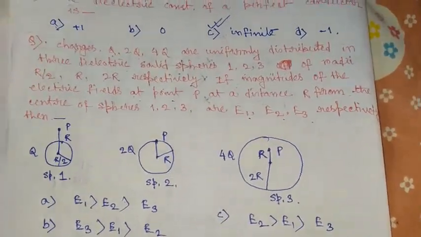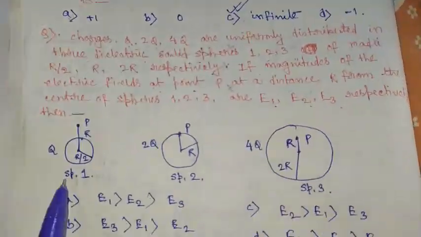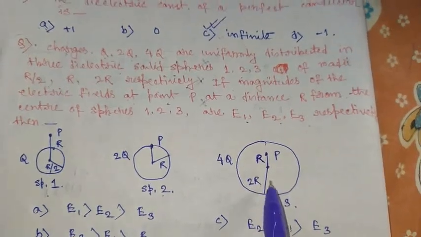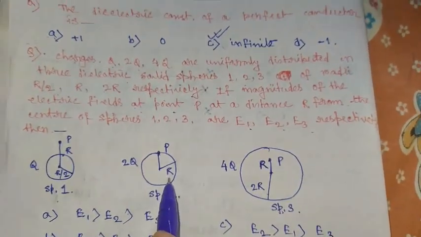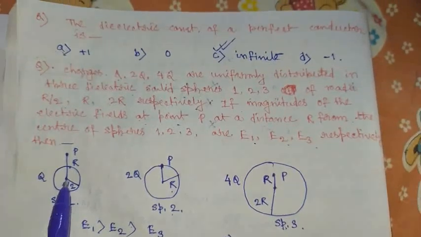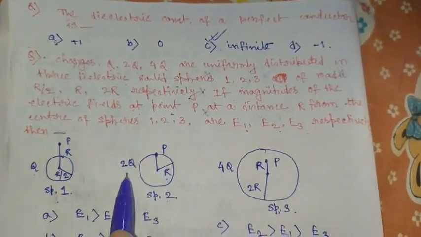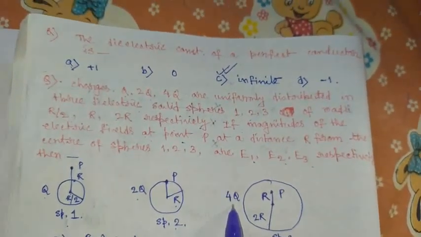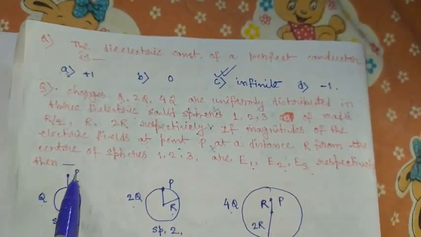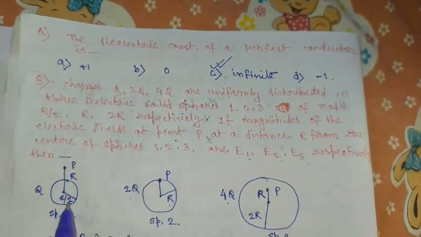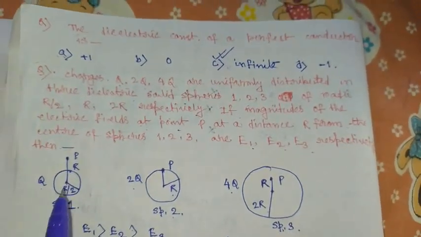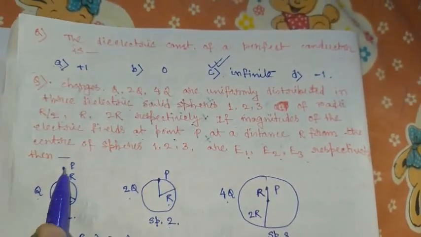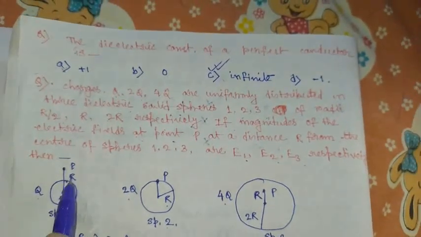It is your question. The question wants to say that this is sphere 1, this is sphere 2, this is sphere 3, which has a radius of 2r, and it is of radius r, and it is of radius r by 2. And here is the charge Q, that is of charge 2Q, and that is of charge 4Q. And we want to find the electric field at point P, which is at a distance r from each center of the spheres. That is, from sphere 1 the point P is situated at distance r.